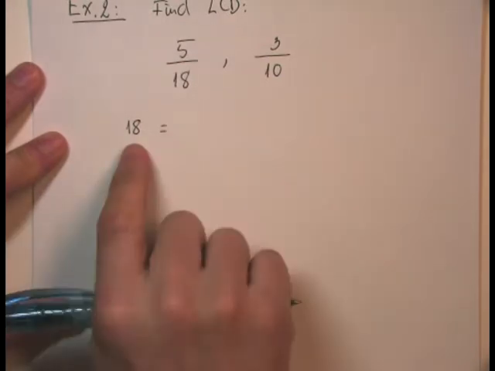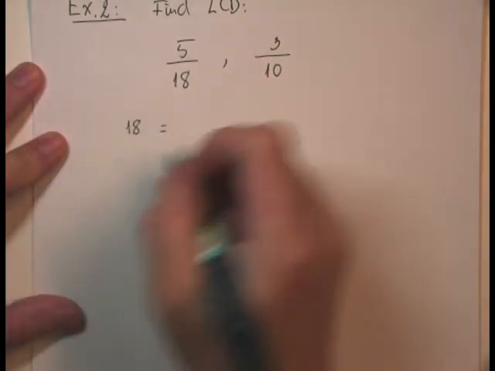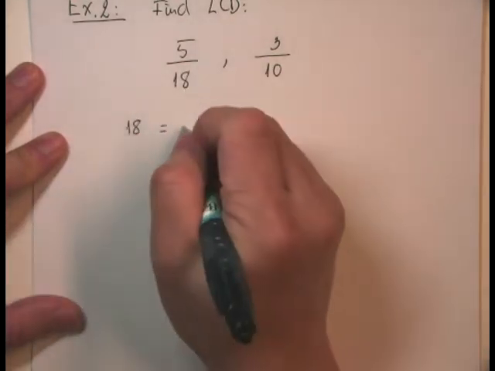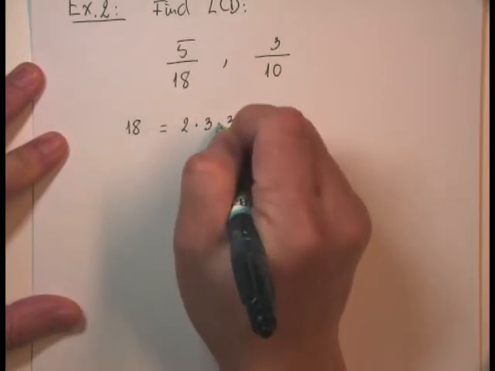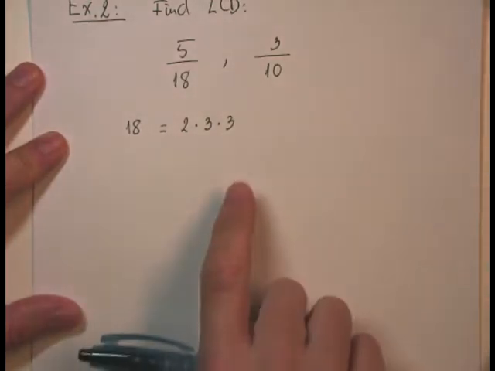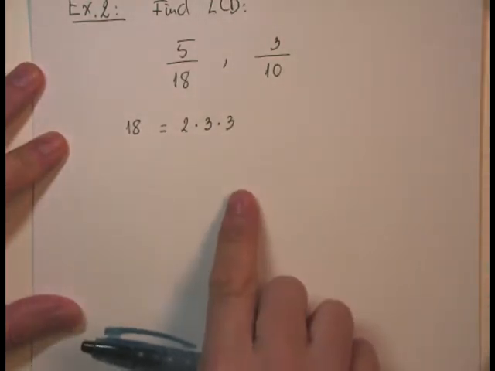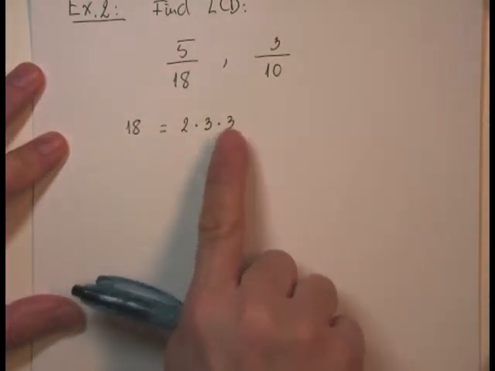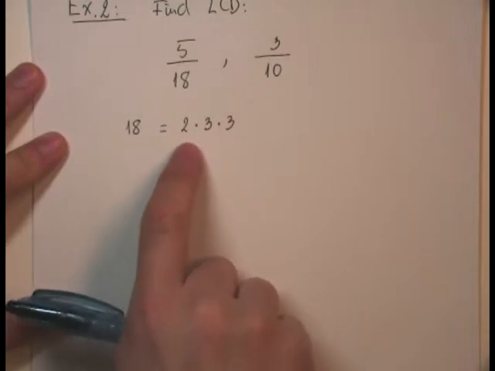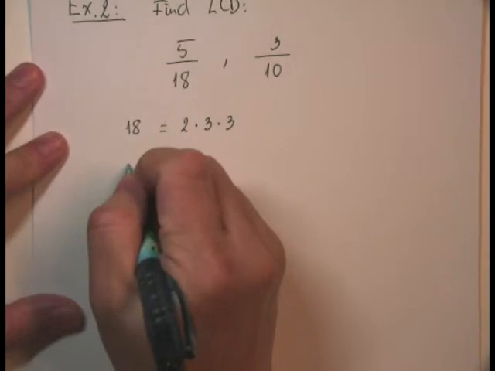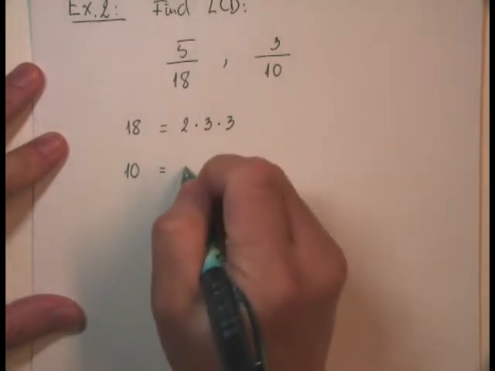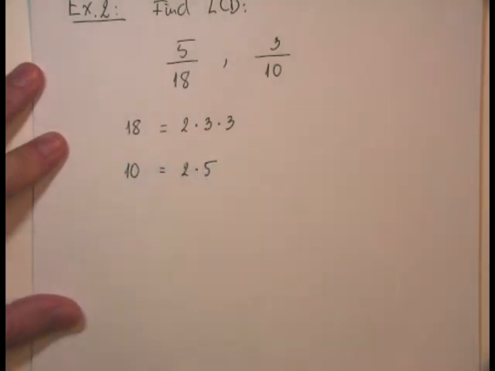My first denominator here is 18. It has the prime factors 2 times 3 times 3. Why not 2 times 9? Because 9 is not a prime factor, so I need to write 9 as 3 times 3. So the complete prime factor list of 18 is 2 times 3 times 3. And 10 has prime factors 2 and 5.